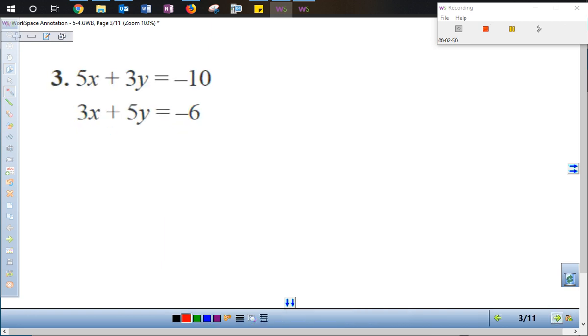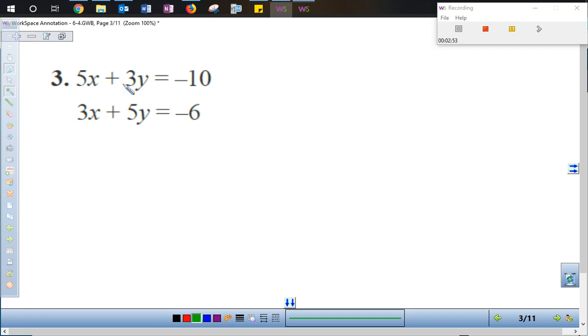Let's go over to number 3 and talk about what we would do for this one. So on this one, I have my x's on top of my x's, my y's on top of my y's, my equal signs on top of my equal signs, and my constants on top of my constants. Now if you'll notice, none of these variables have the same coefficient. So I have a 5 and a 3 and a 3 and a 5. None of them have different signs. These are both positive, these are both positive.